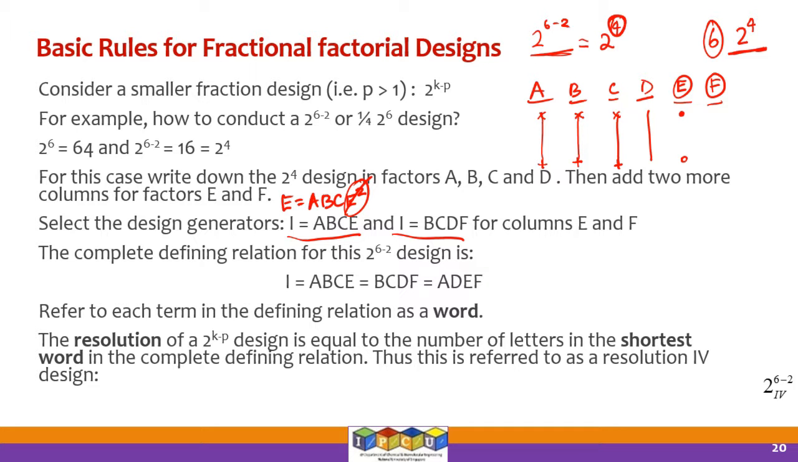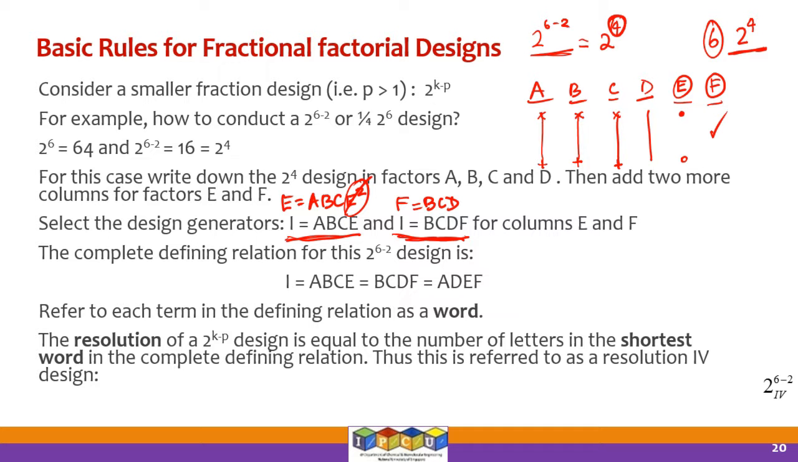For factor F, they have used this design generator. This was the choice. Therefore, in a similar way to what we did for E, we could show that F is equal to BCD. So you take the corresponding entries in the B, C, and D columns, and you fill up the F column by multiplying those three corresponding entries. You could get the entries filled out for column F. So these are the design generators: I is equal to ABCE and I is equal to BCDF.